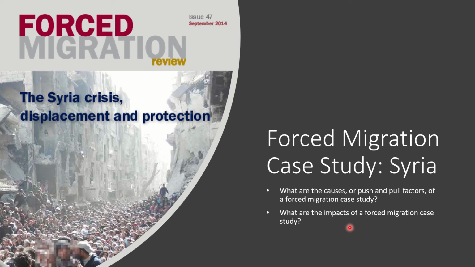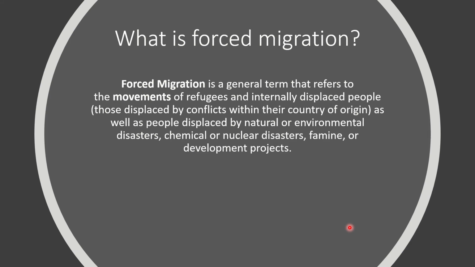So the case study that we will focus on throughout is Syria. It's a really good, current, up-to-date example of a forced migration. So what is a forced migration? Well, I'll let you read this for yourself. But basically, it is when somebody is made to, compelled to, or forced to move from their home, either within their country or to another country for reasons that are beyond their control.